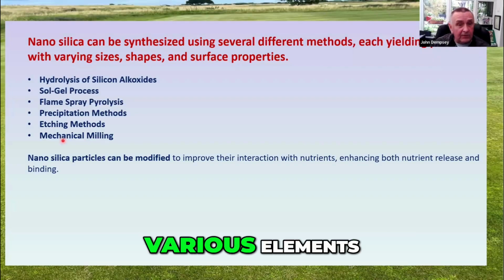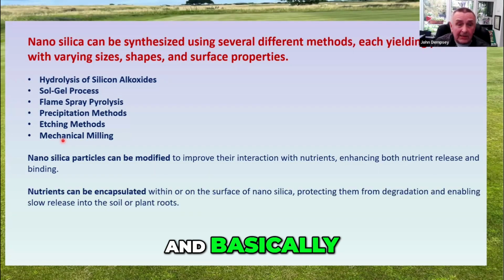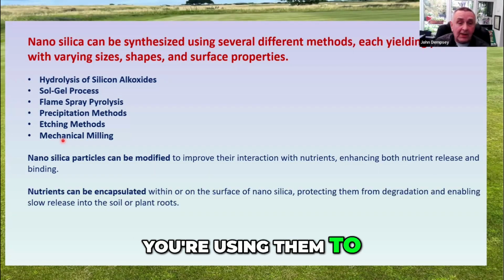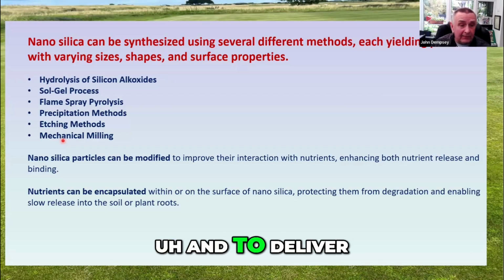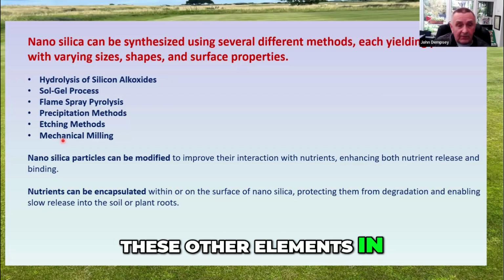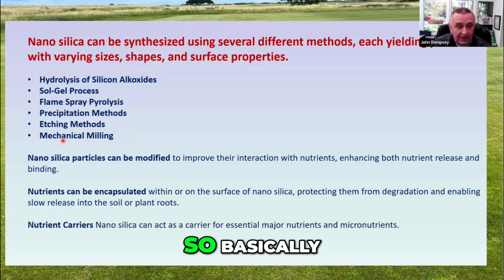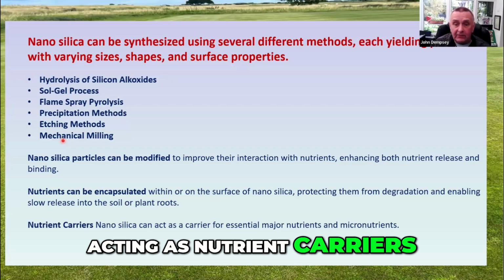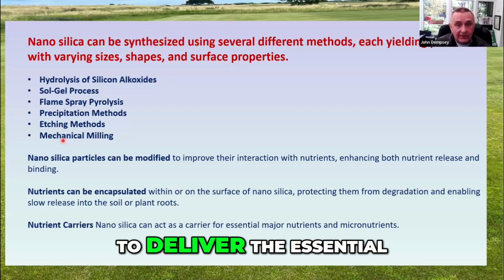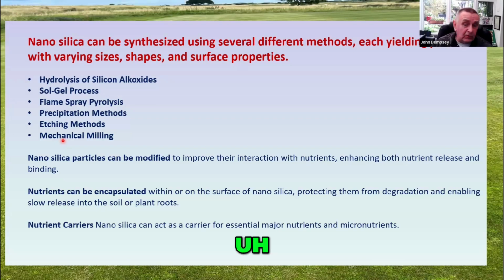So you can attach various elements to these nanoparticles, and basically you're using them to piggyback or to distribute and to deliver these other elements in a very efficient manner, in fact. So basically, nanosilica particles are acting as nutrient carriers to deliver the essential nutrients for plant growth and other functions as well.